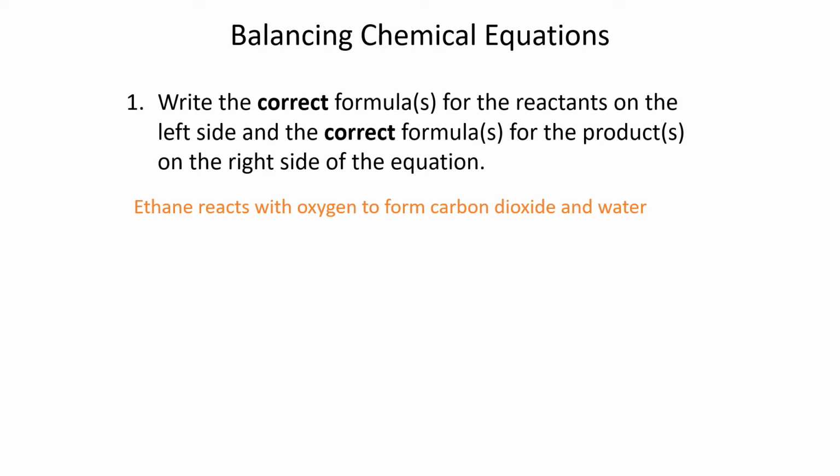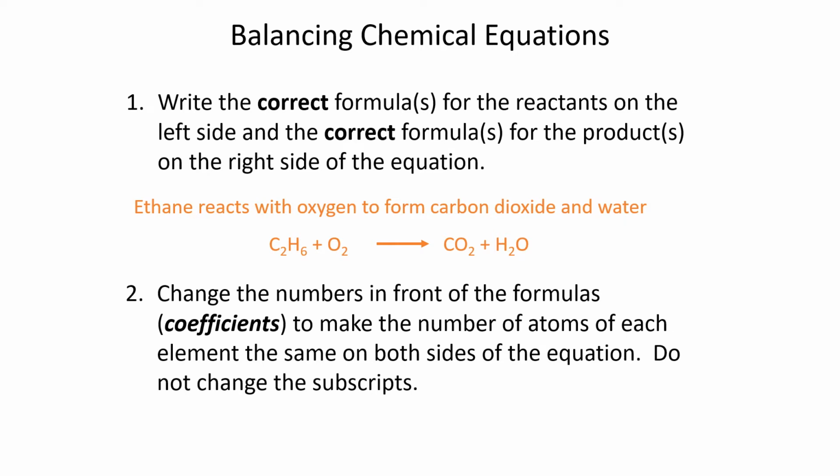For example, ethane reacts with oxygen to form carbon dioxide and water. You're not responsible for organic compounds, so I don't expect you to know the molecular formula for ethane, for example. I would give that to you, but you do need to know that oxygen is one of those elements that exists as a diatomic molecule. So gaseous oxygen is O2. And of course, you need to be able to give me the formula for carbon dioxide and obviously water. So this tells me that C2H6 plus O2 gives CO2 and water. However, this is not balanced. So that's what we need to focus on next.